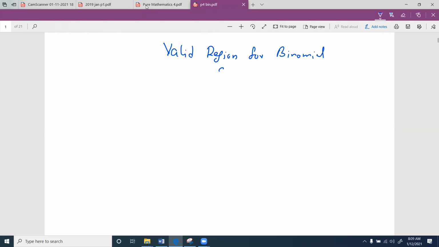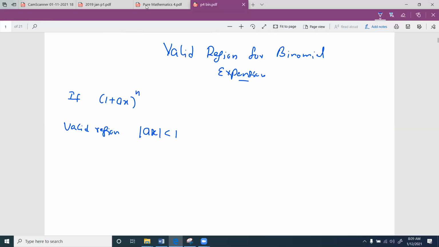If we get a binomial expansion for (1 + ax) to the power n and expand it, the valid region means you cannot substitute values outside it. For this kind of expansion, the modulus of ax should be less than 1. That is the region where this function becomes valid.